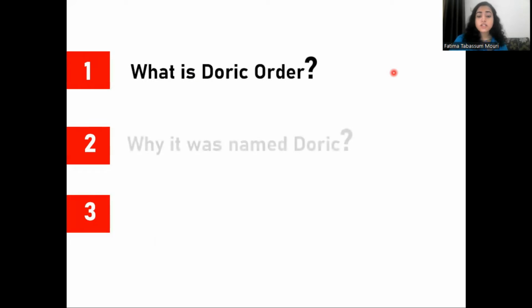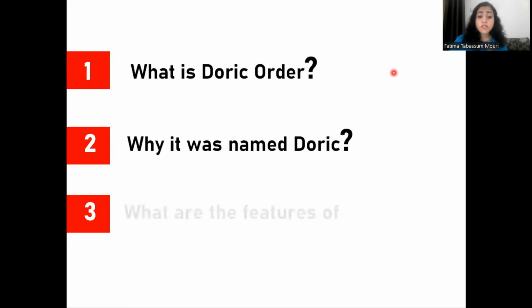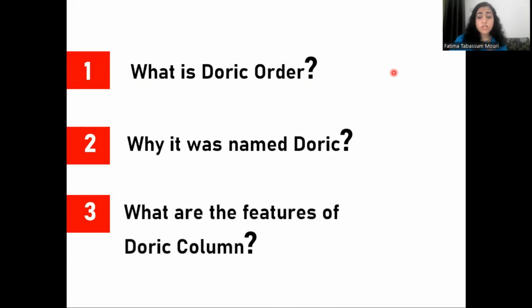So when we hear the word Doric, the first question that comes to our mind is, what is it? What is a Doric order? Then the question is why it was named Doric order. And then maybe the question comes to our mind, what are the features of this Doric column that made it so distinct from the other columns? So in this lecture, I will be going through these questions to give you a better understanding of what Doric order is and how we can distinguish it from other columns.